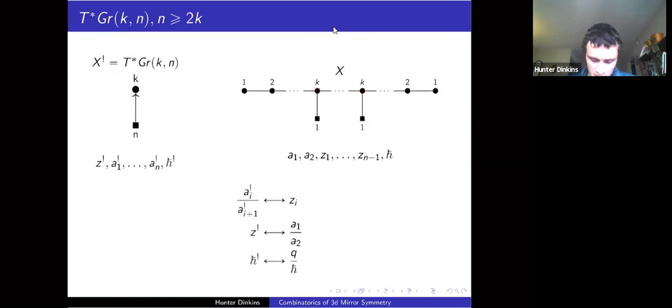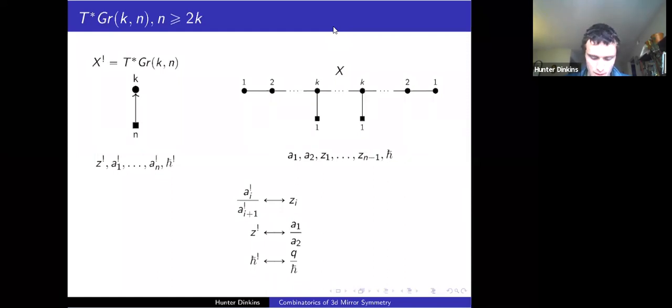And the change of parameters is given here. So, we have n A variables and n minus 1 Z variables. So actually the right way to interchange them is going to be to interchange them with ratios of A going to Z, and then Z goes to the ratio of A, and then h bar gets swapped with q over h bar on the other side. Now this change of parameters is not unique. It just depends on a lot of normalizations. Sometimes you might have other factors of h bar, or sometimes you may not have q, or maybe you'll have more q's.